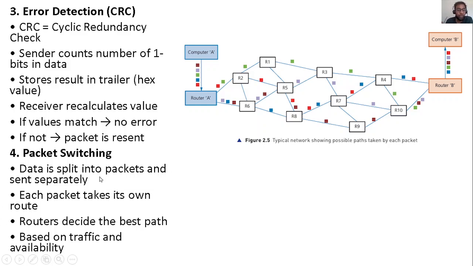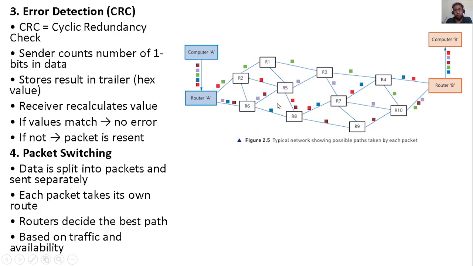Data is split into packets and sent separately. Each packet takes its own route. Routers decide the best path. These routers decide the best path for the green packet. This router is deciding the best path for the red packet.